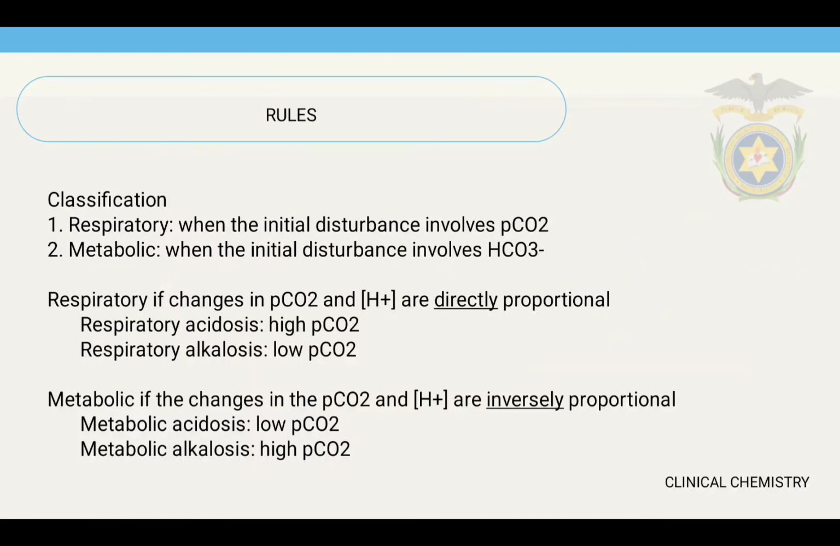In respiratory, this is generally where the initial disturbance involves your PCO2, while it's metabolic if it involves your bicarbonate. You can classify it as respiratory if the changes in PCO2 and hydrogen are directly proportional. This means if there's respiratory acidosis, the PCO2 is high. If there's respiratory alkalosis, the PCO2 is low. It is metabolic if the changes in your PCO2 and your H are inversely proportional. It's metabolic acidosis if it's low PCO2 and metabolic alkalosis if it's high PCO2.